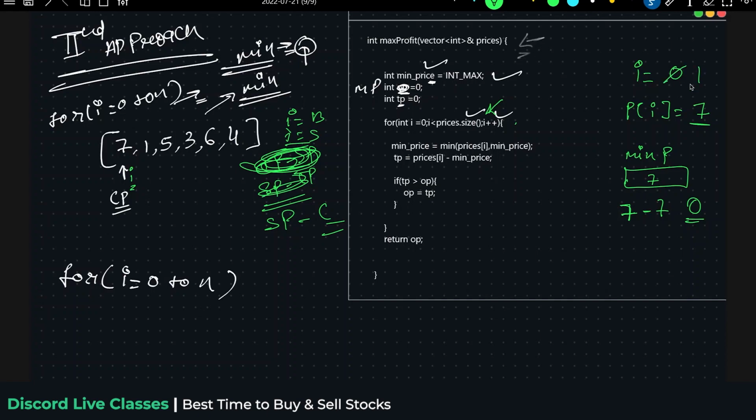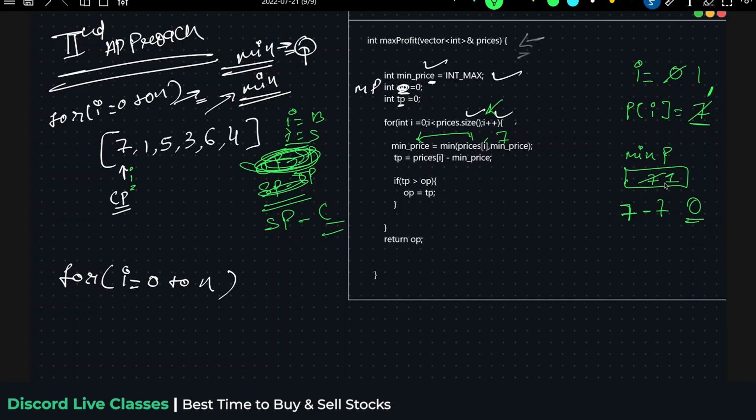I value becomes 1. And then I will again check the prices of I. Now prices of I has changed. Prices of I becomes how much? 1. And the minimum price, how much? 7. Then 1 comma 7. Which one is minimum? 1 or 7? 1. So 1 will be assigned to the minimum price. Now the minimum price is changed to 1.